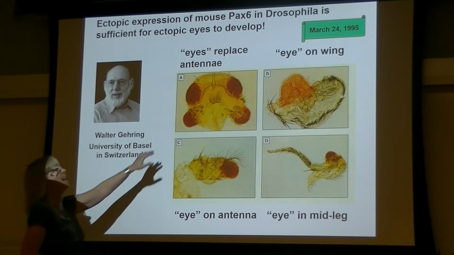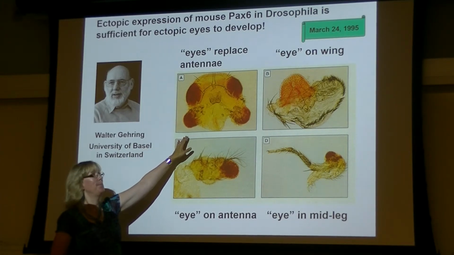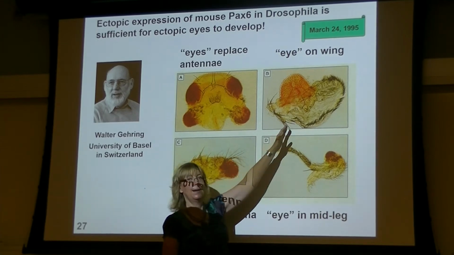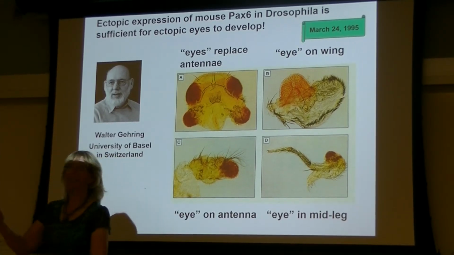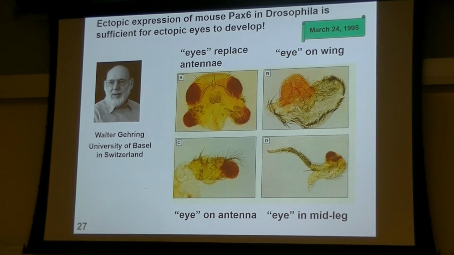So you could see eyes coming out of the antenna. You could see eyes on the wings, even eyes on the legs. And because eyes have this really recognizable feature of pigment and structure and organization, it was easy to verify that this in fact was eye organ tissue developing in these different places.